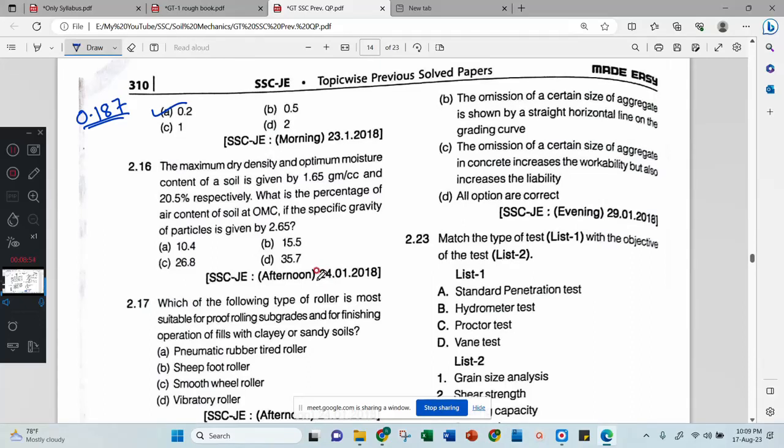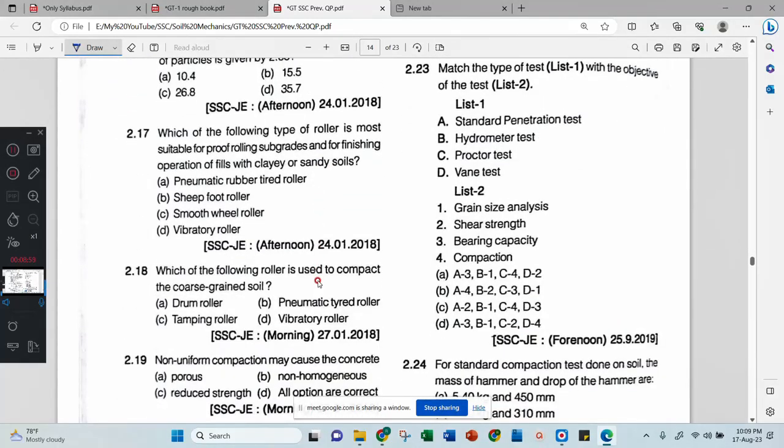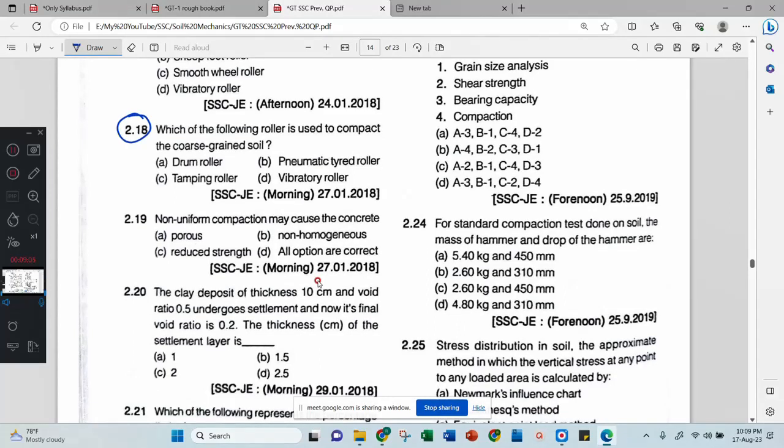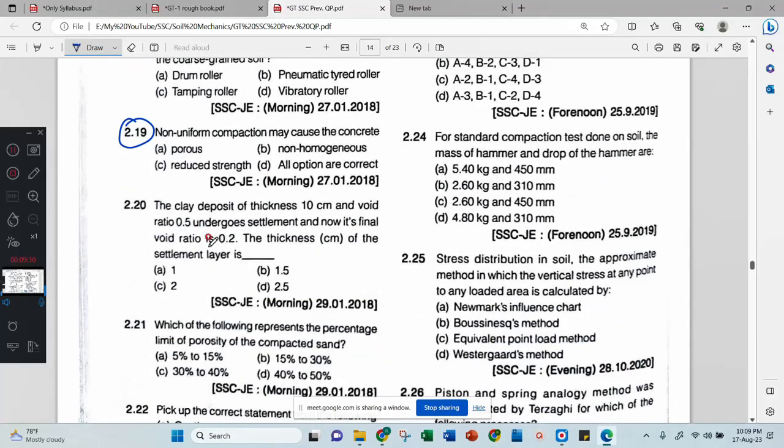This is compaction. We'll solve it later. Which of the following roller compaction it is? Compaction. You can answer this one. 20th question, no need to answer it by using the consolidation chapter. You can answer it by first chapter also, three-phase diagram.